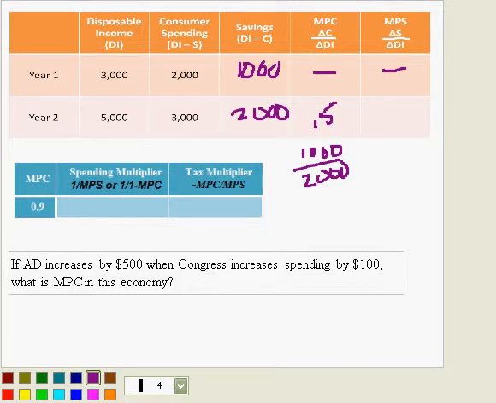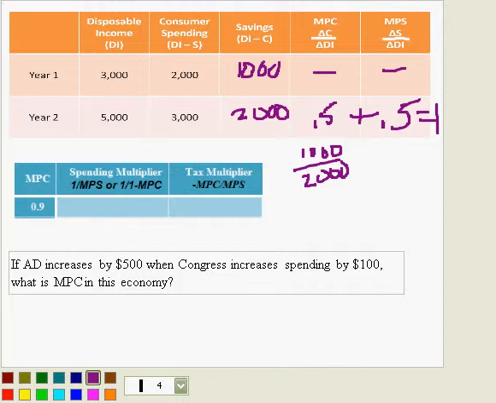For the change in MPS, it works the same way, only we're looking at the change in savings. In this case, also $1,000 divided by $2,000, and it's 0.5. We can check to see if we have the right answer because MPC plus MPS always equals 1.